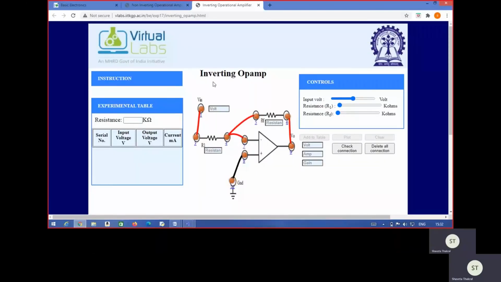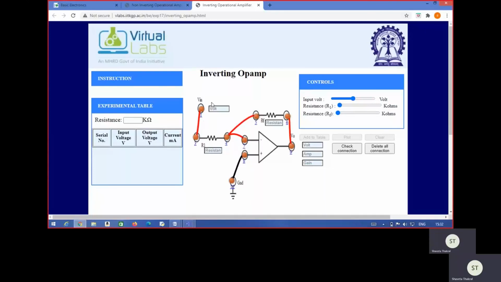And why is this called an inverting operational amplifier? Because the input applied at the inverting input terminal will be amplified, but that is said to be inverted. That means the output obtained here will be amplified, but it will be with a 180-degree phase difference with respect to the applied input signal. That's why this is called the inverting operational amplifier.